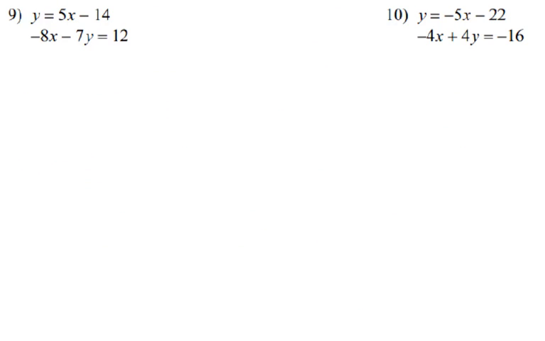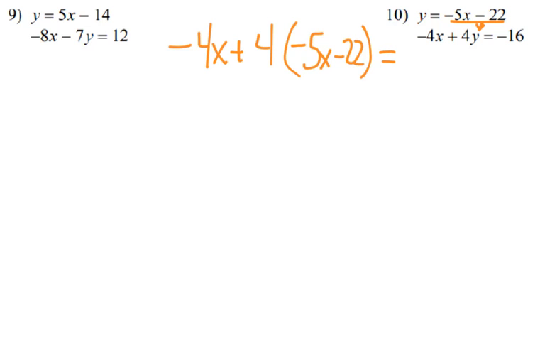Okay, number 10. Same exact process. We're going to take that and plug it in for y. So negative 4x plus 4 times, instead of y, negative 5x minus 22 equals negative 16. The reason we can do that is because this equation tells us these are equal. They're the same thing. y is that negative 5x minus 22.